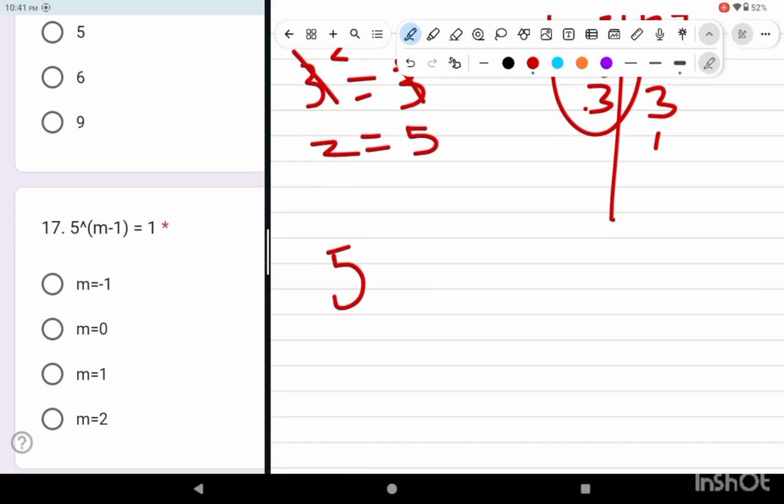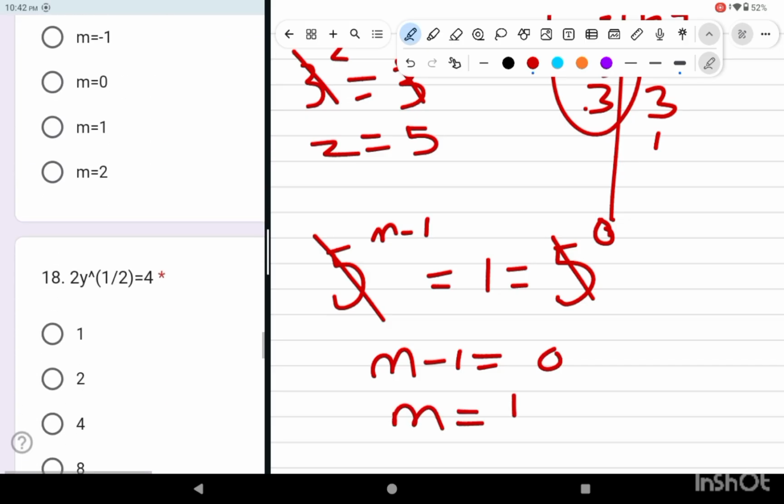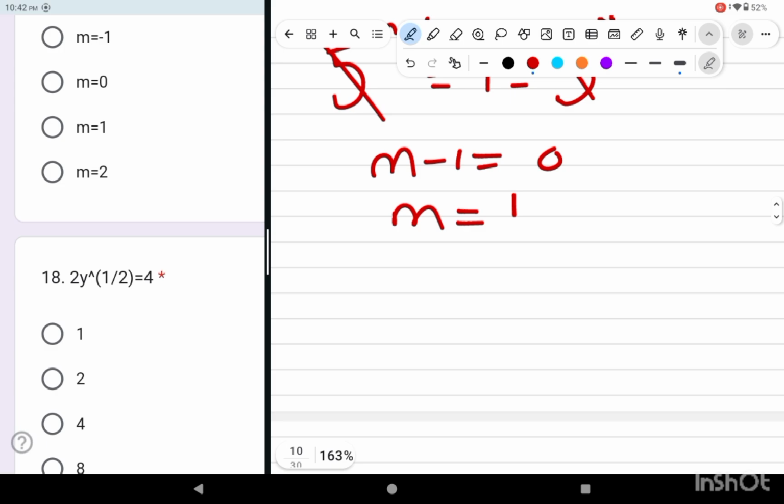Question 17. 5 raised to power m minus 1 is equal to 1. In this case, turn 1 into 5 raised to power 0. Zero rules, any number raised to power 0 equals 1. Now cancel out the bases. We have m minus 1 equals 0. Final answer, m equals 1.